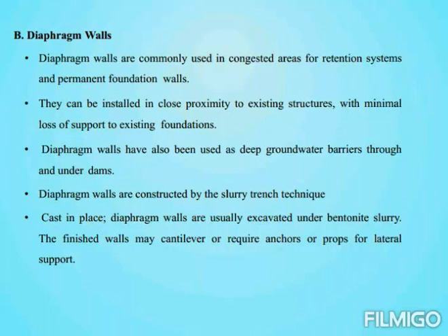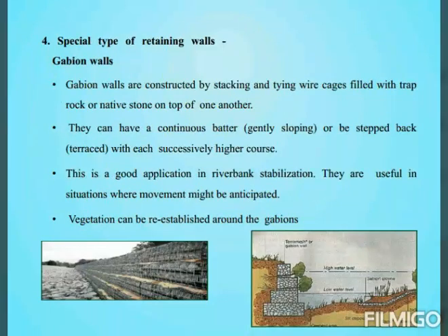Gabion walls are constructed by stacking and tying wire cages filled with trap rock or native stone on top of one another. Wire meshes are provided. This is a good application for riverbank stabilization. They support vegetation. So, gabion walls are nature friendly.